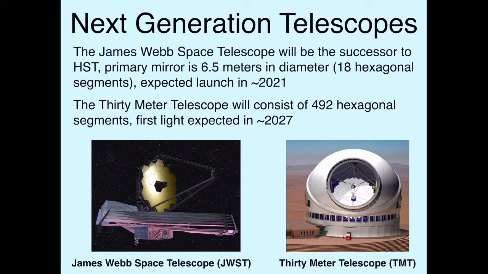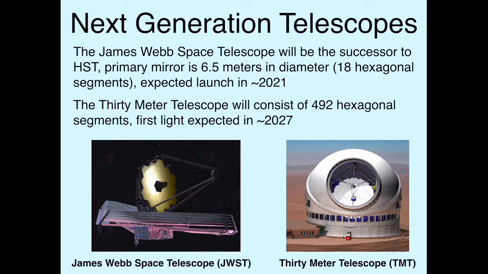Well, the first thing is the James Webb Space Telescope. This is expected to be launched in 2021. We'll see if that actually happens. It usually gets moved back from the expected launch date. So in the next couple years, we expect that the James Webb Space Telescope will be launched. And this is going to be the successor to the Hubble Space Telescope.